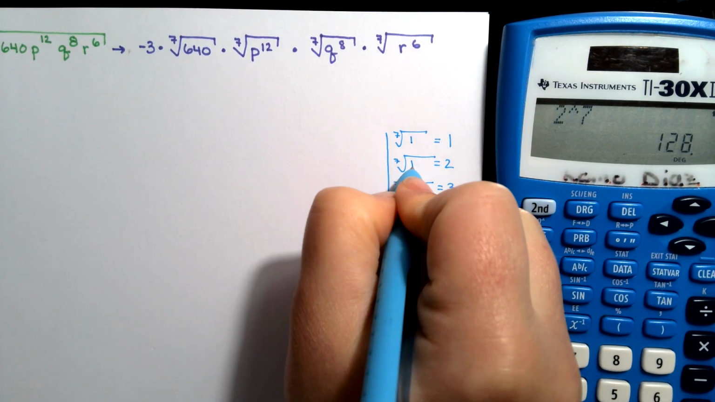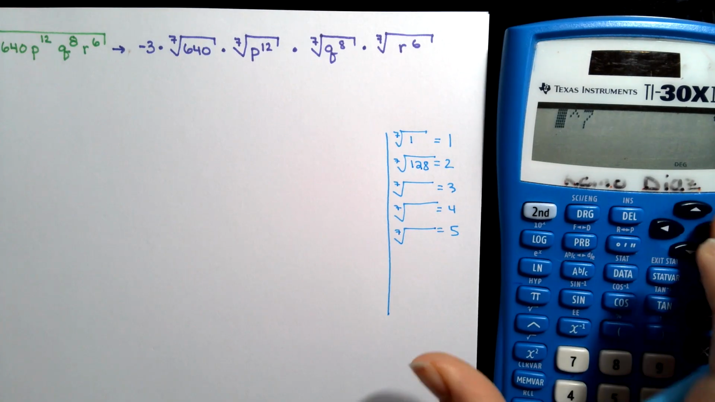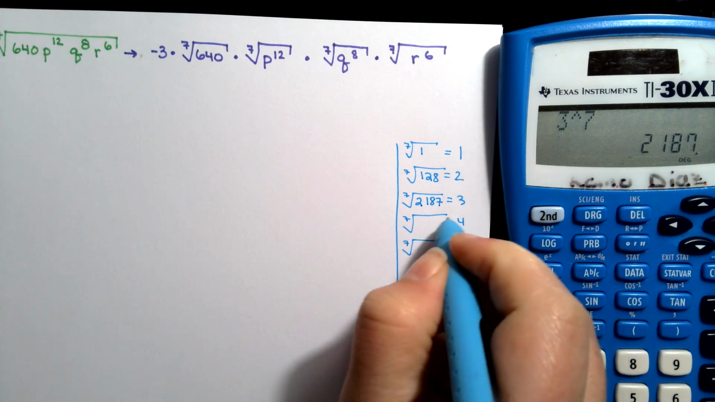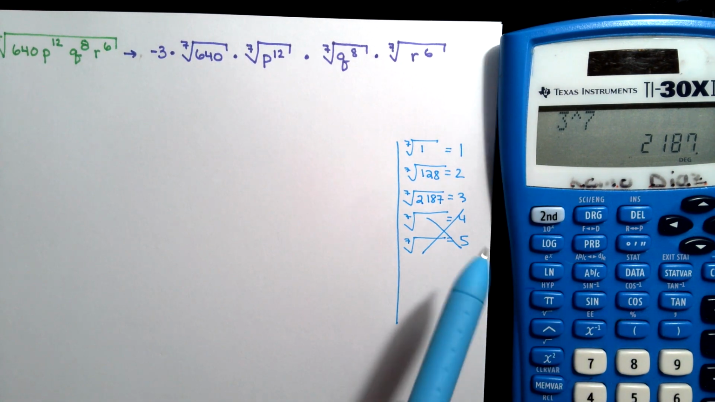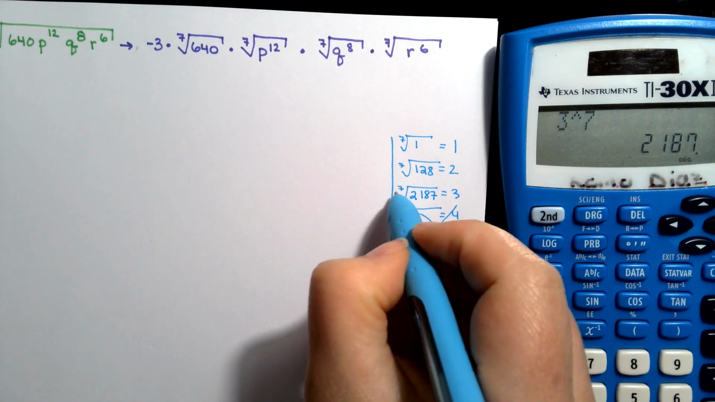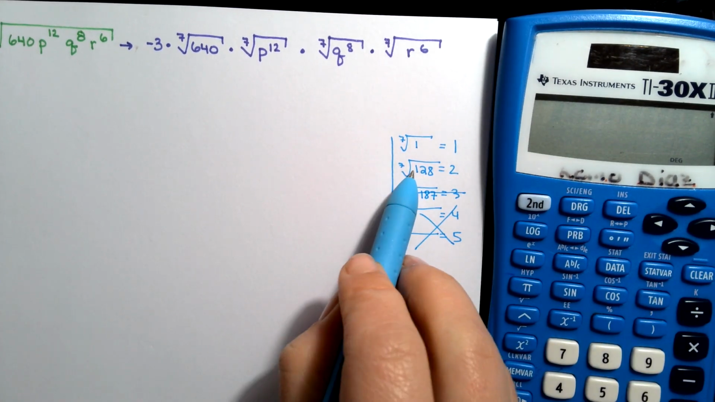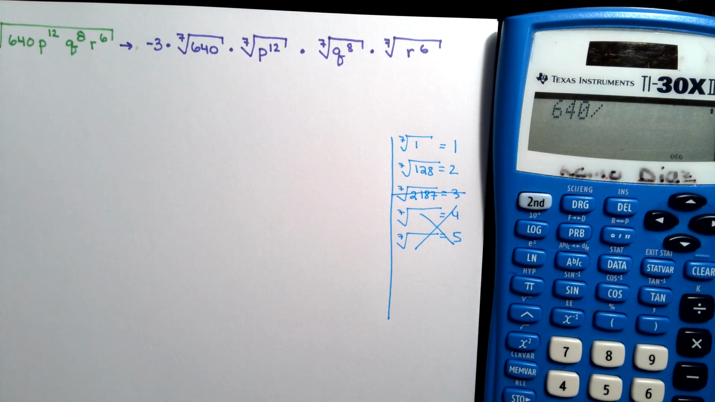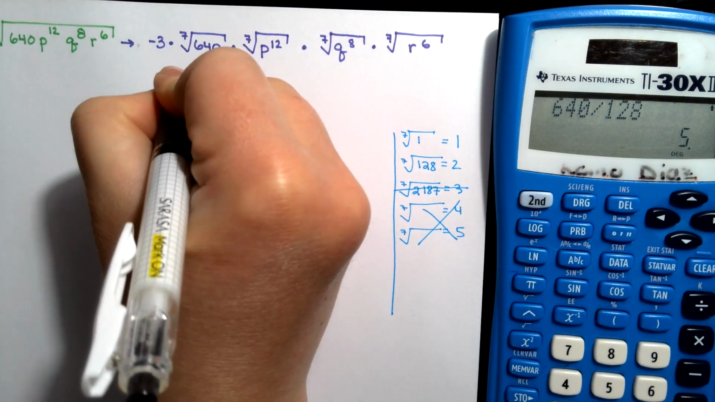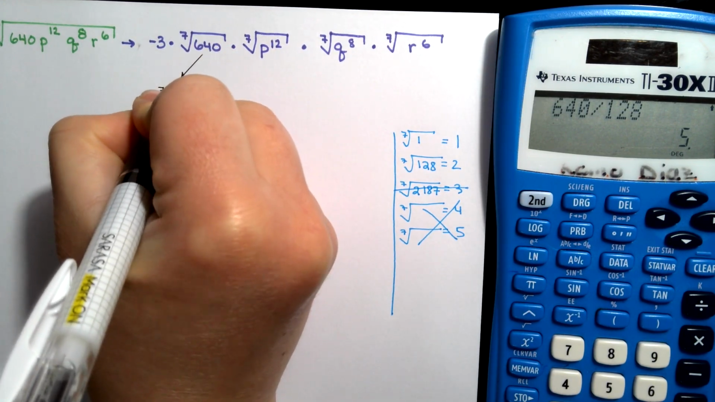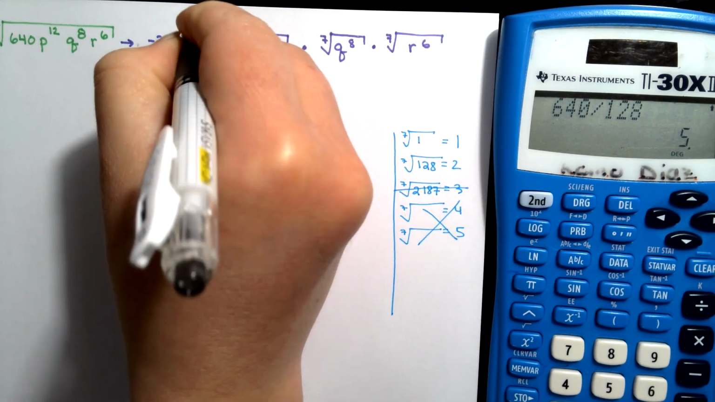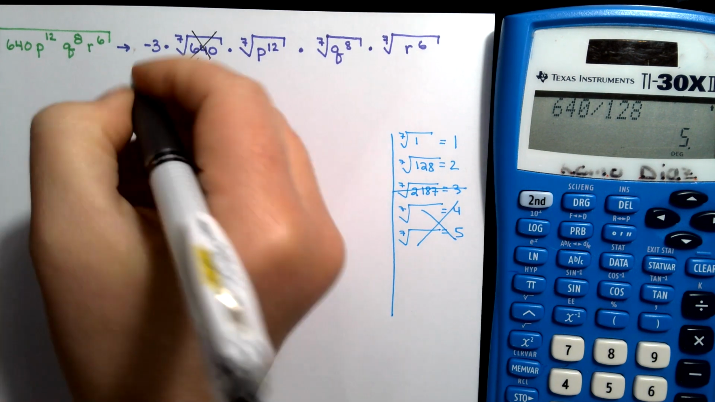2 caret 7. That's 128. 3 caret 7. Oh, that's too big. 2,187. Now, I'm not going to do 4 and 5 because I already noticed that 2,000 is well over 640. We don't want to go over that number. So I don't even need this number. So I'm going to check if 128 goes into 640. Yes, it does. So I'm going to split up. So now I have the 7th root of 128 times the 7th root of 5. That means I no longer have the 7th root of 640. Let's bring everything down.